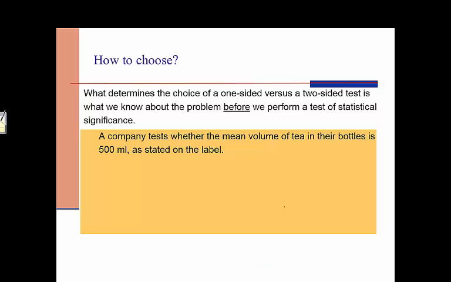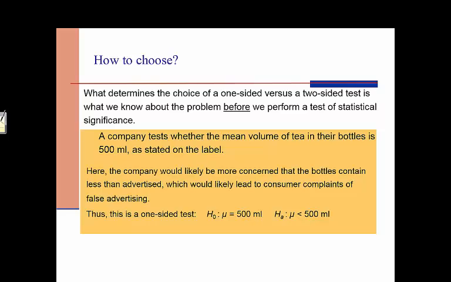Whereas if you're looking at a company, let's say, that tests the mean volume of tea in their bottles as 500 milliliters as stated, well, then the company would be more concerned if the bottle contains less than what's advertised, right? So there you're testing for, again, if it's equal to or if mu is less than 500 milliliters. Okay, so it's very important to first set up the correct hypothesis. That's step one, okay? That's very important. Step one for hypothesis testing is set up the correct hypothesis.